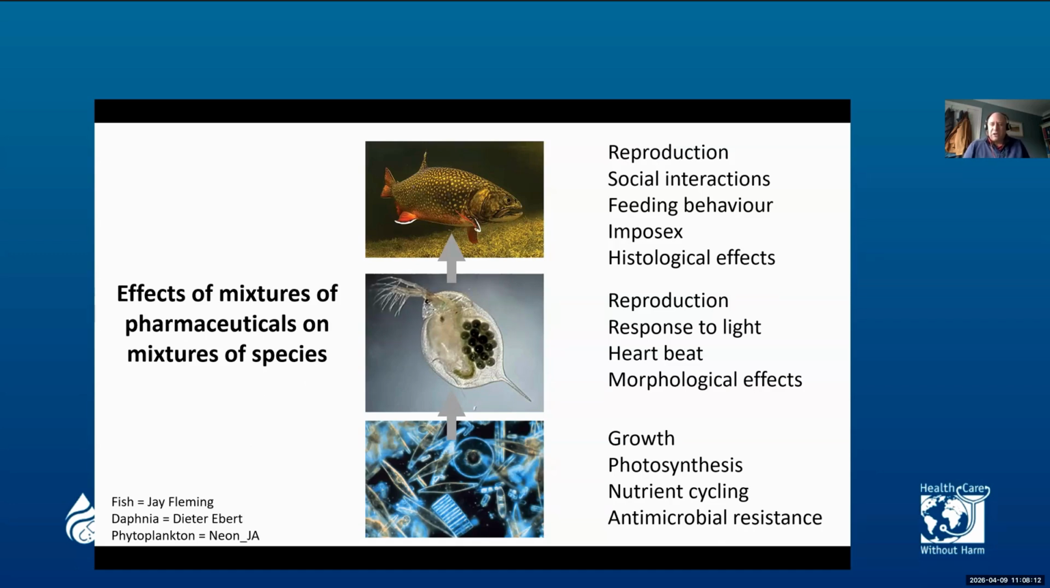So we've got a situation where at some locations, you've got chemicals affecting the growth, the photosynthesis, and nutrient cycling in primary producers. You've got chemicals affecting reproduction, response to light, heartbeat, and morphology in invertebrates. And then you've got chemicals affecting reproduction, the behavior, sexual characteristics, and histology of fish species. So we have a situation where you've got mixtures of pharmaceuticals having mixed effects on mixtures of species.